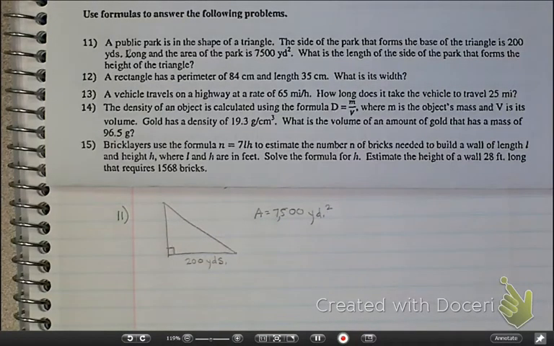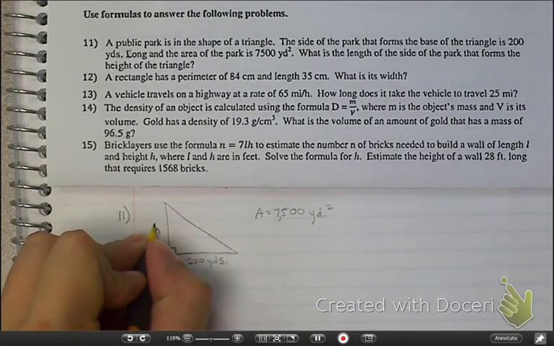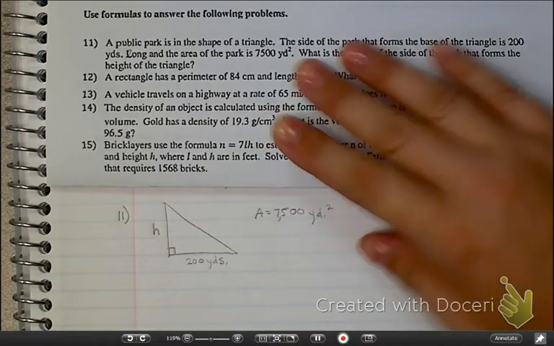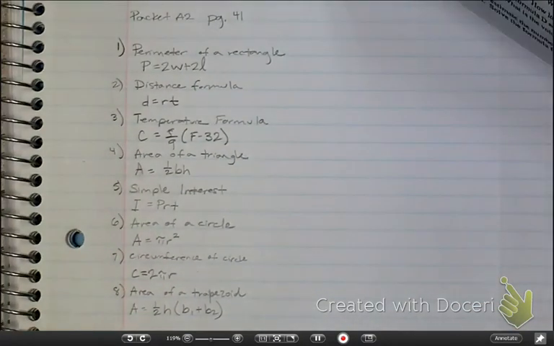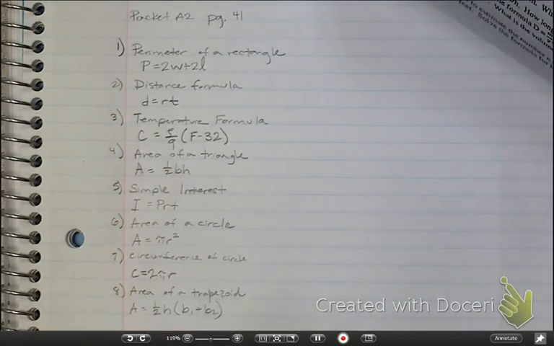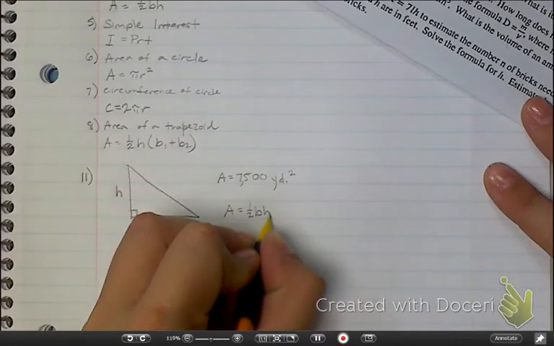It says, what is the length of the side of the park that forms the height of the triangle? So we're looking for the height. We don't know what that is. Well, you might remember off the top of your head what the area of a triangle is, but you might not. So if we look up above, we wrote down all these formulas, and one of them was the area of a triangle. So area equals 1/2 base times height. Let's write that down here. Area equals 1/2 base times height.